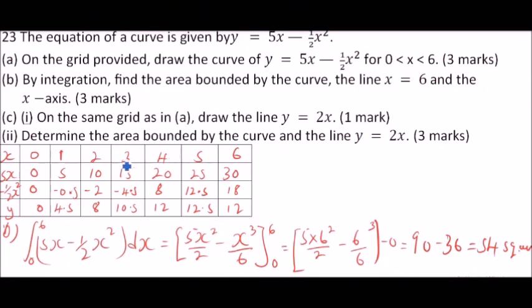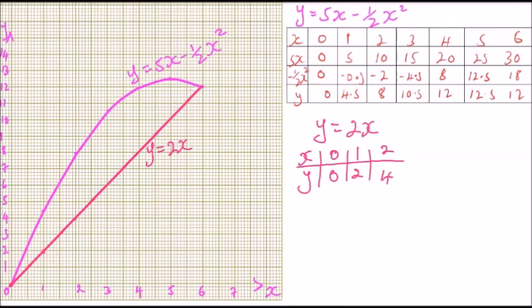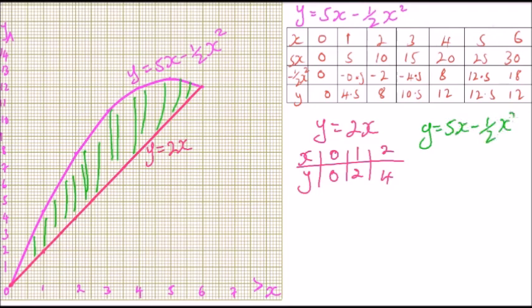So now we are required, part C, Roman number 2, determine the area bounded by the curve and the line y equals 2x. You get yourself 3 marks. So we already got the area bounded by the curve, which is 54. And for us to understand that better, let's go back to our graph and see how we should calculate the area. So the area that we are required to get is this area here, bounded by the curve y equals 5x minus a half x squared, and the line y equals 2x. So we already got the area under y equals 5x minus a half x squared, which is 54 square units.